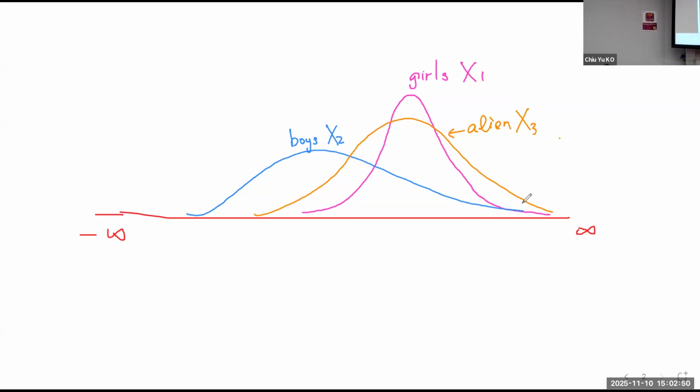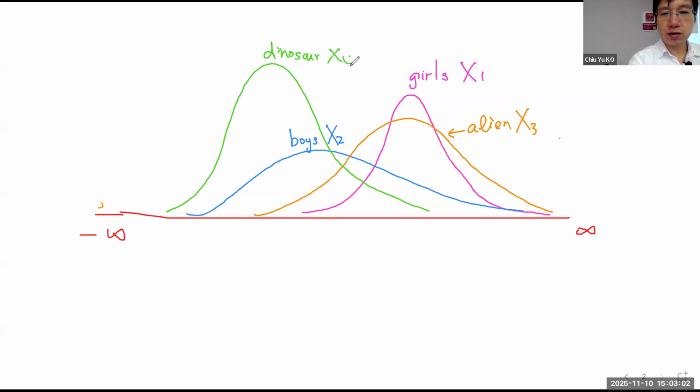And then there can be more groups, maybe some dinosaur, anyway. So this is many groups. We are going to see whether they are the same or not. So that is the idea: it is more than one group, and they are all bell curves. We have many bell curves.